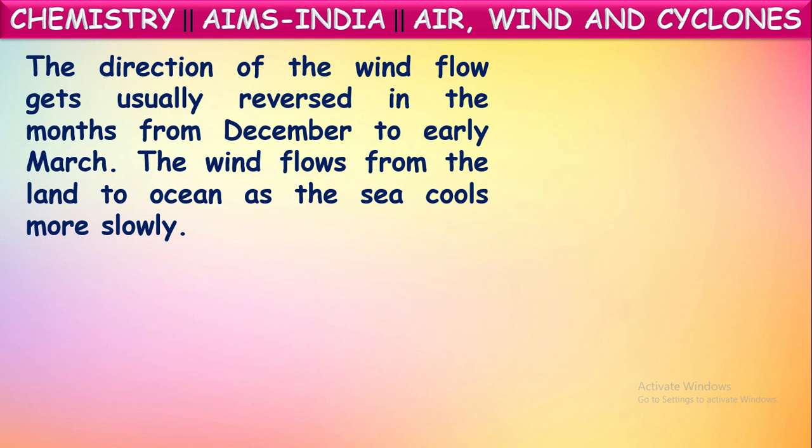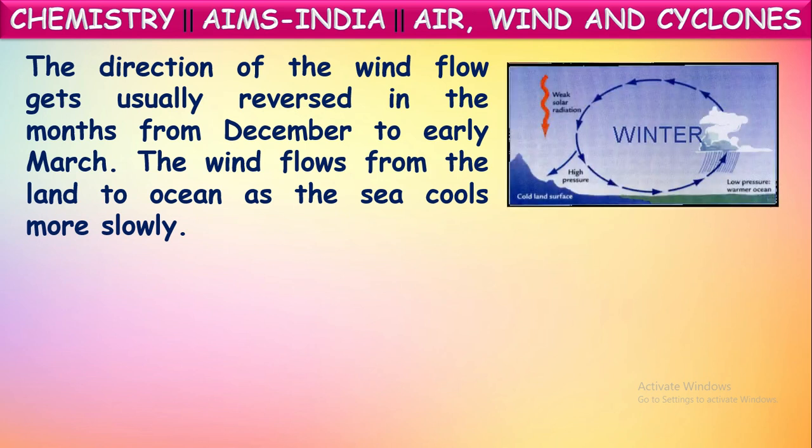On the other hand, the direction of the wind flow usually gets reversed in the months from December to March. The wind flows from the land to the ocean as the sea cools more slowly. In these months, the temperature is very low and land cools much faster than water. So water will still be warmer, and low pressure is created there because warmer air moves up. Now cool air from the land moves to the oceans. This is called land breeze. These cool winds move slowly to the water.